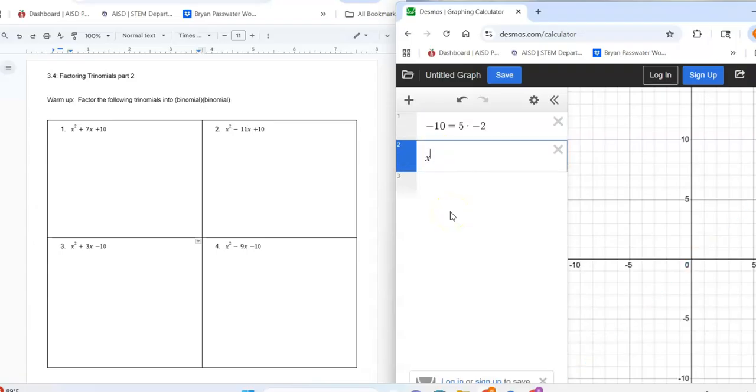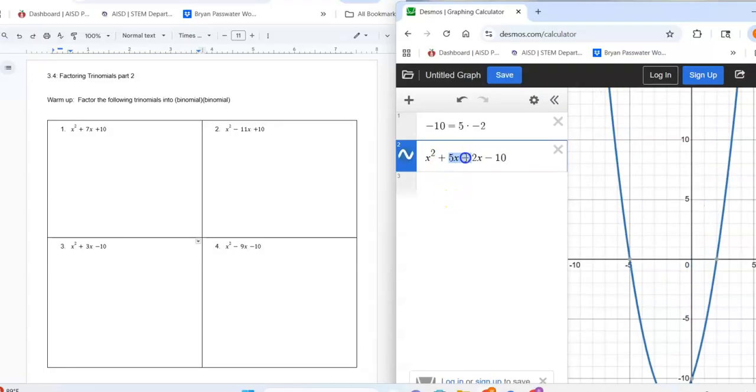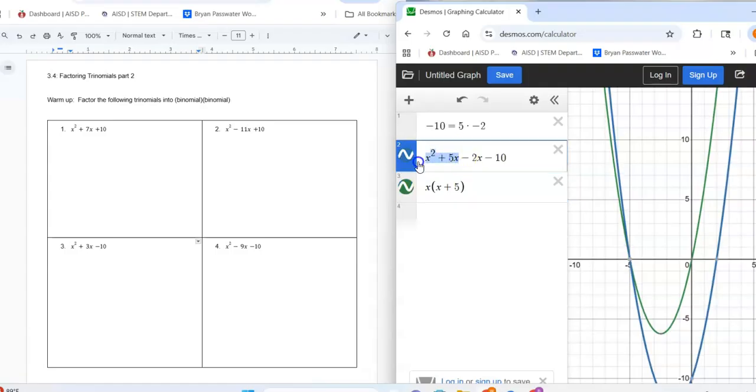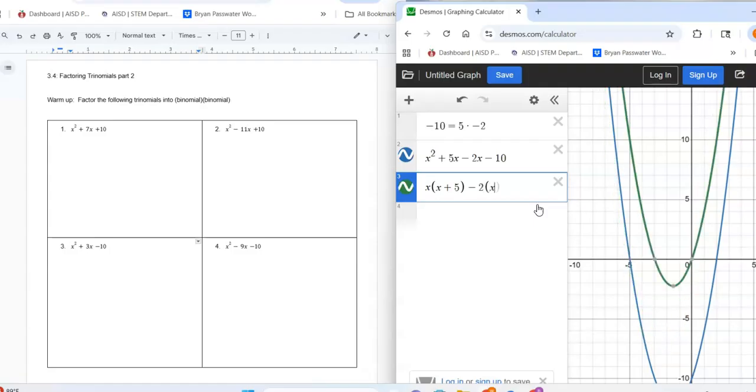So that means I split up 3x into 5x and negative 2x, minus 10. The greatest common factor of x squared and 5x is x, so I would divide out x from both. And the greatest common factor of negative 2x and negative 10 is negative 2. And if I do negative 10 divided by negative 2, I get positive 5.